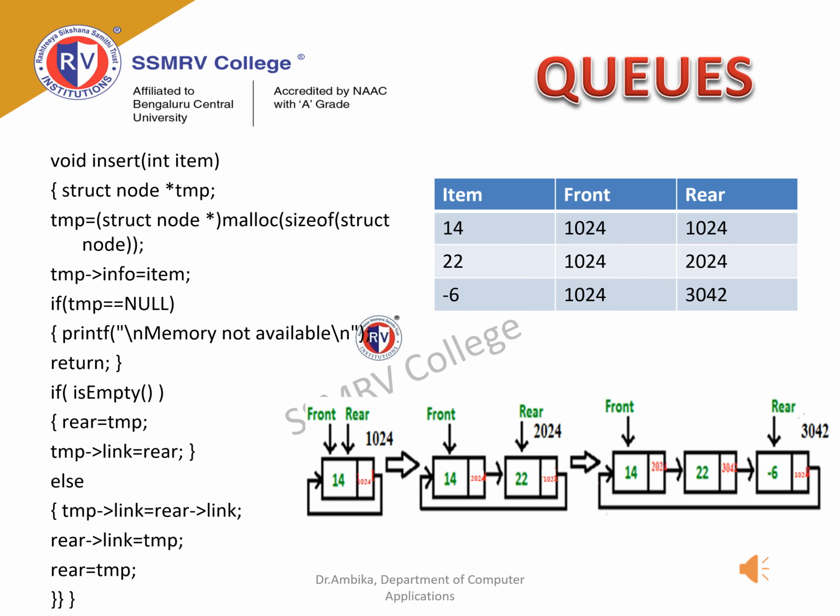In the second instance, 22 is entered, the location of it being 2024. Rear will point to the location 2024. When if is evaluated, else statement becomes true. Hence, TMP link stores the value of rear link, that is TMP link stores 1024. Rear link stores a TMP location, that is node containing 14 will store 2024 and rear is pointed to TMP, that is rear points to 2024 location.